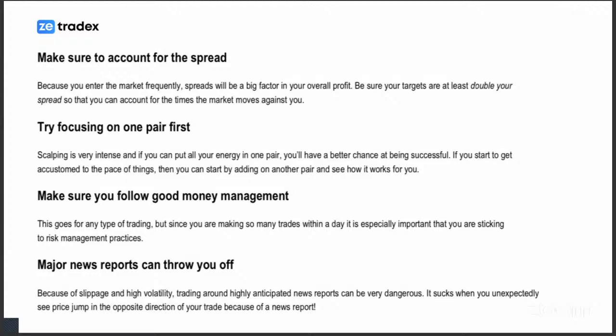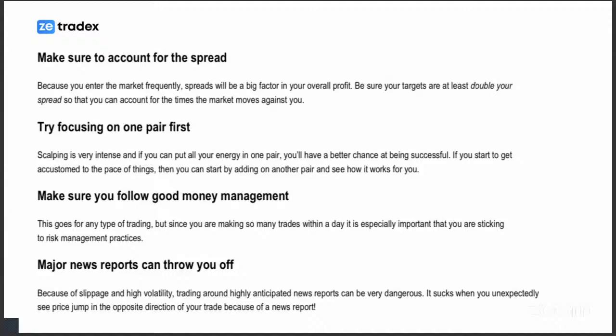Make sure to account for the spread. Because you enter the market frequently, spreads will be a big factor in your overall profit. Be sure your targets will at least double your spread so that you can account for the times the market moves against you. Try focusing on one pair first.